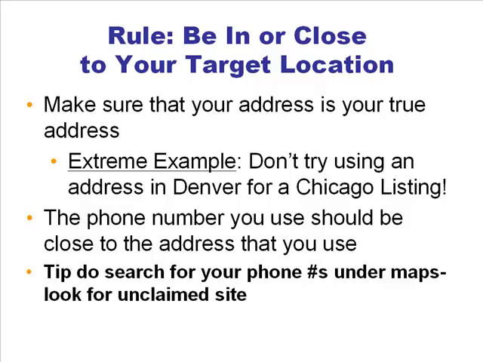So make sure that what you're saying in your Google Places description of your business is accurate. Make sure that the phone number you use is close, from an area code and that regional next 3 digits, should be in the market that you're doing work.